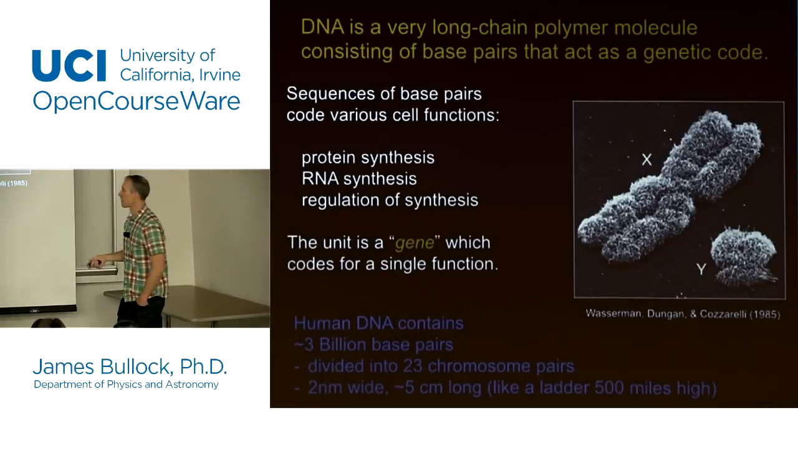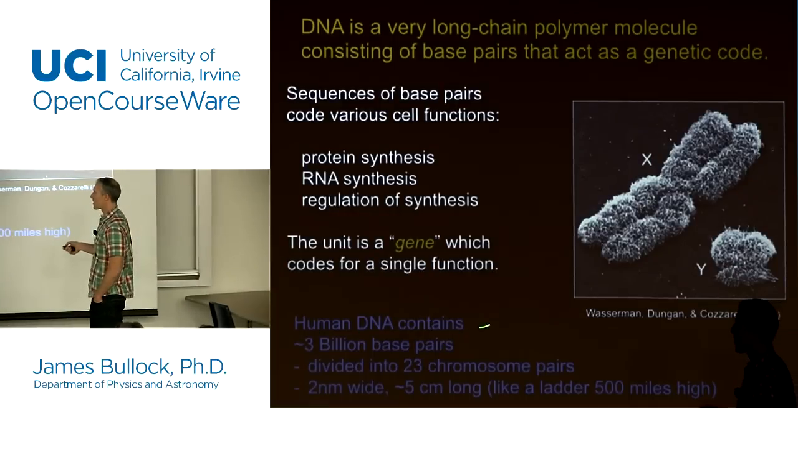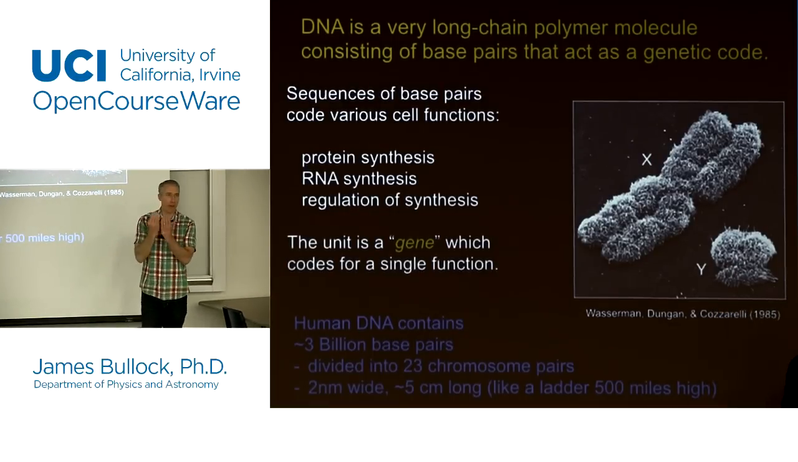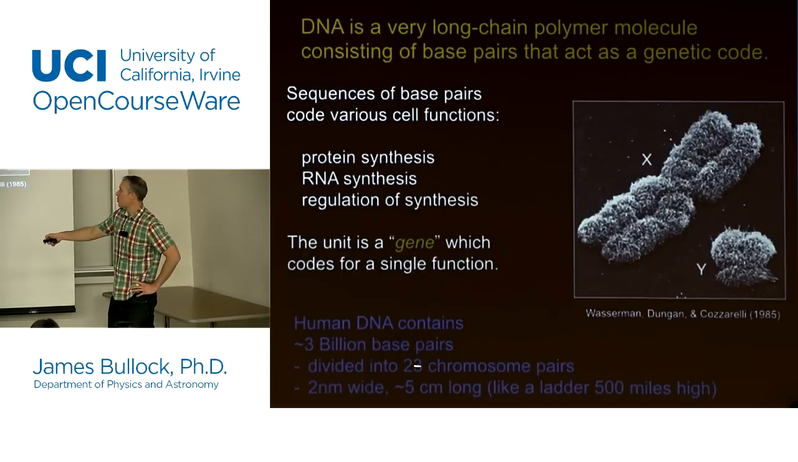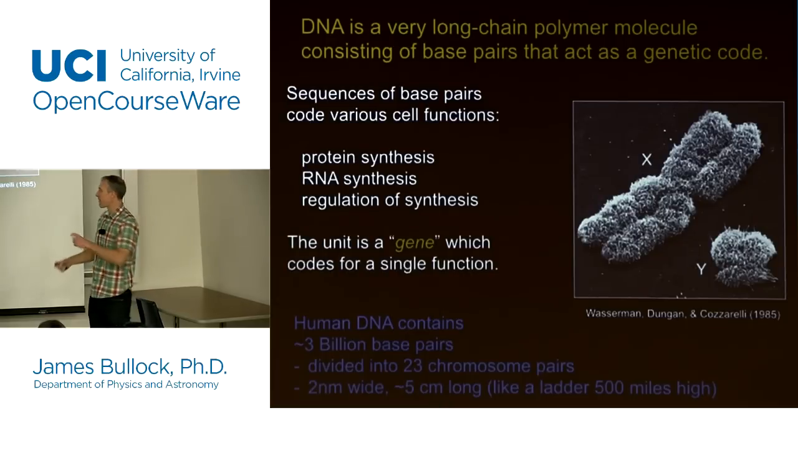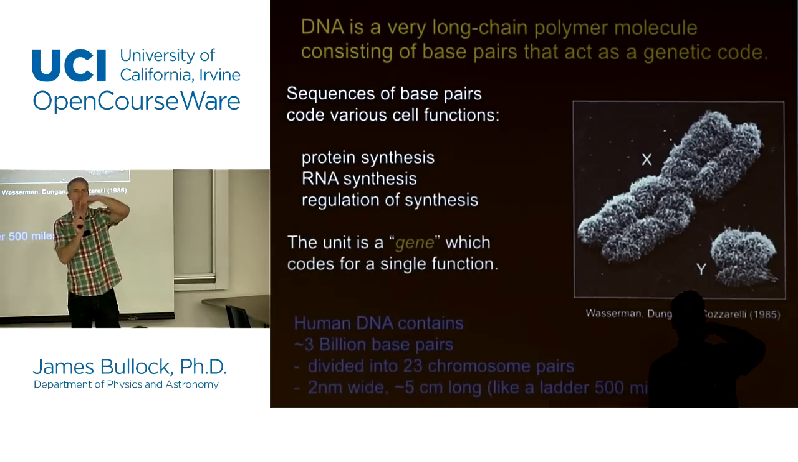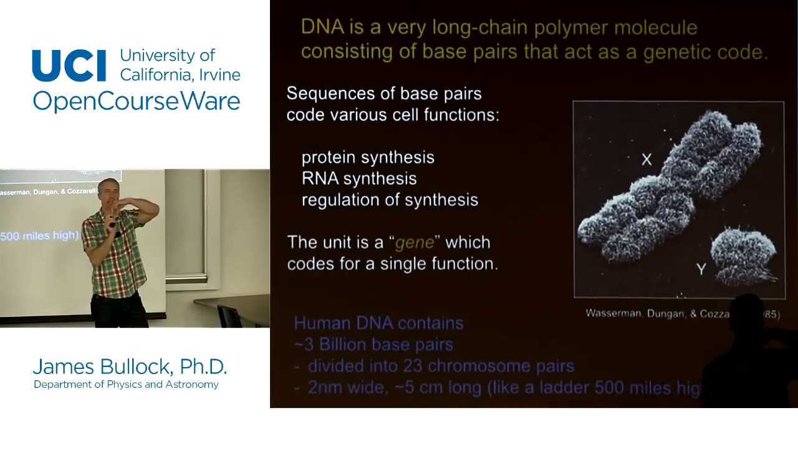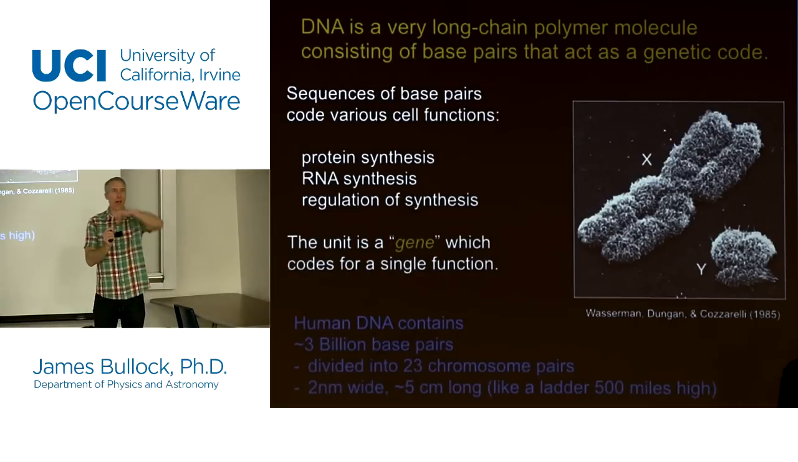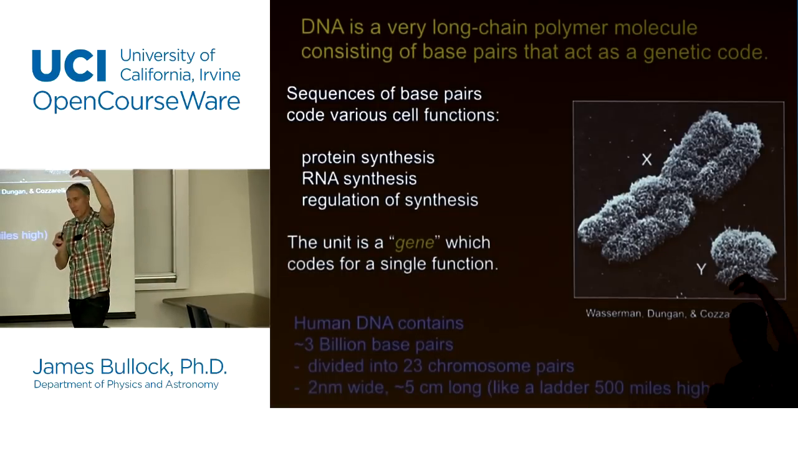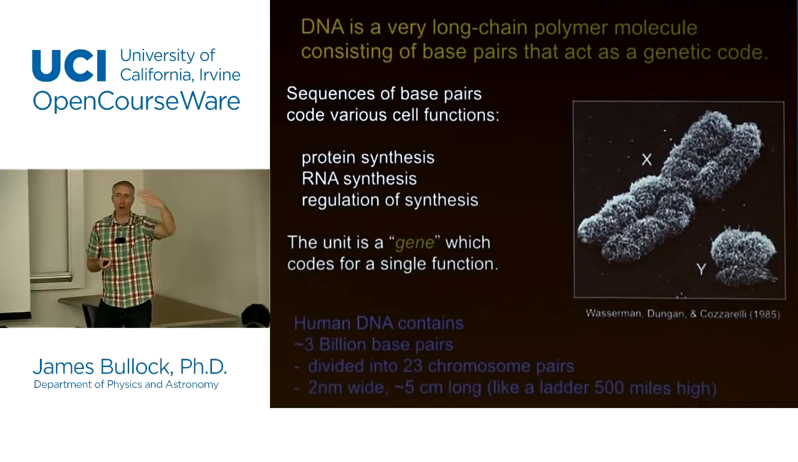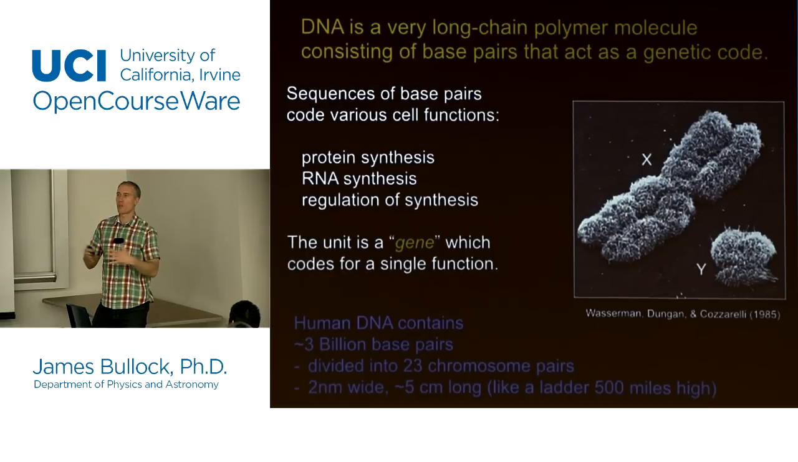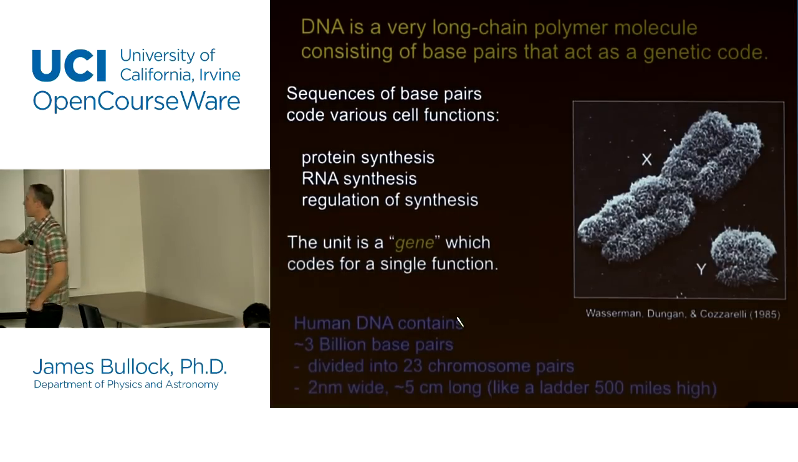So just to give you a sense of this, human DNA, so our DNA, has about 3 billion base pairs in its code. We'll talk about what that means. And it's divided into 23 chromosome pairs. It's only 2 nanometers wide, but 5 centimeters long. And so effectively, if you scaled it up to the size of a ladder, it would be like a ladder that was 500 miles high. So they're these incredibly long string molecules that are twisted up, and a good fraction of what it is to be human is encoded in this DNA.